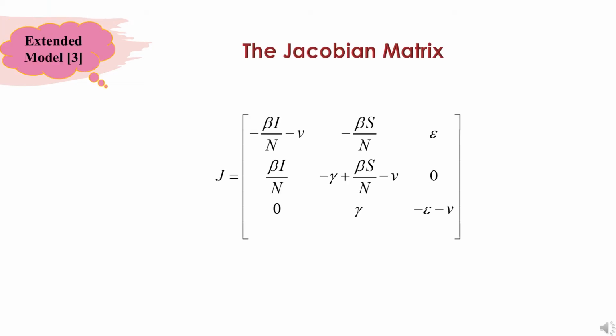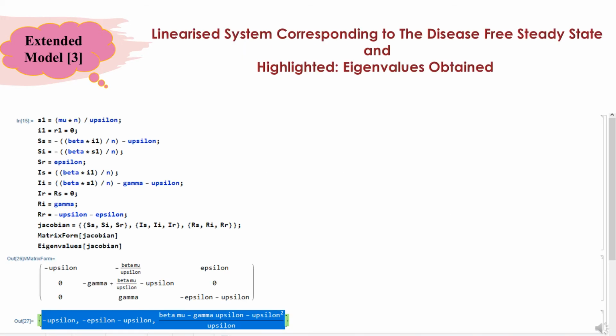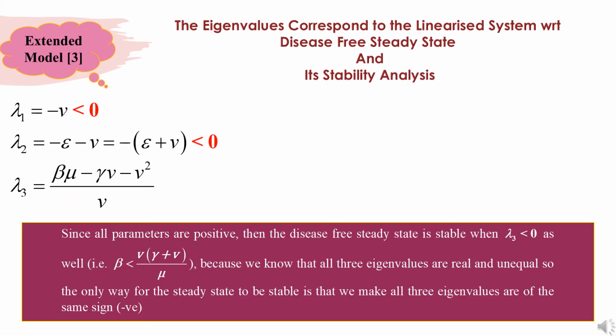For the extended model 3, this is the 3 by 3 Jacobian matrix. Now we proceed to find the eigenvalues using Mathematica, and the highlighted part is the output of eigenvalues. For model 3, we also found that the disease-free steady state can be stable.